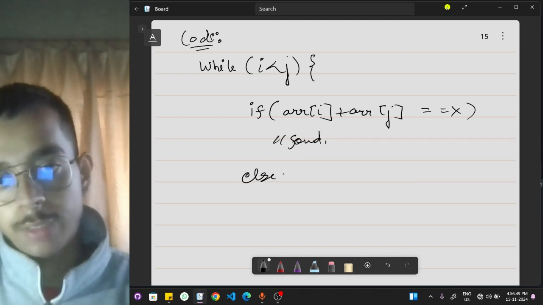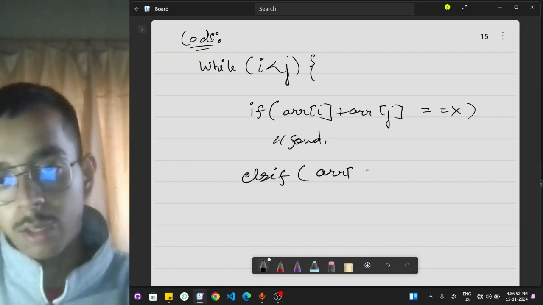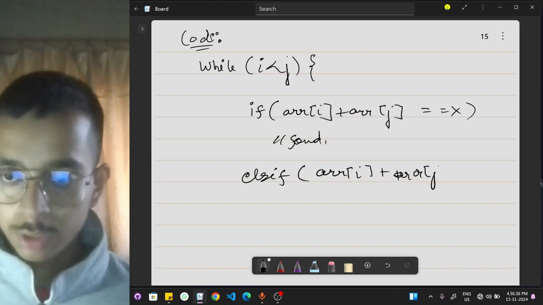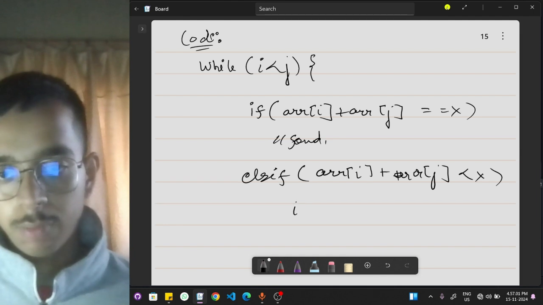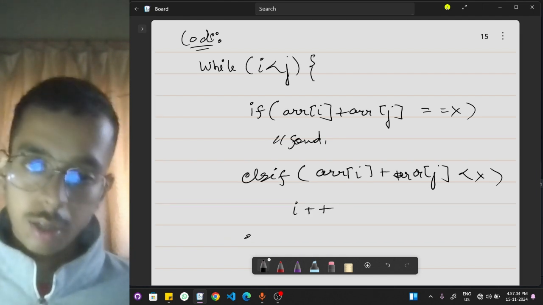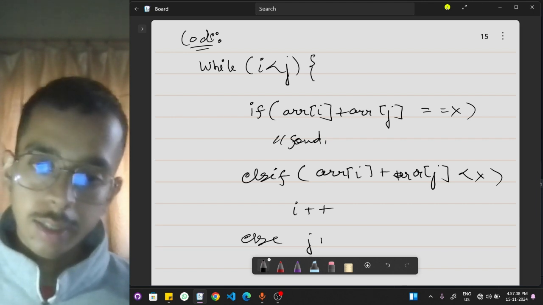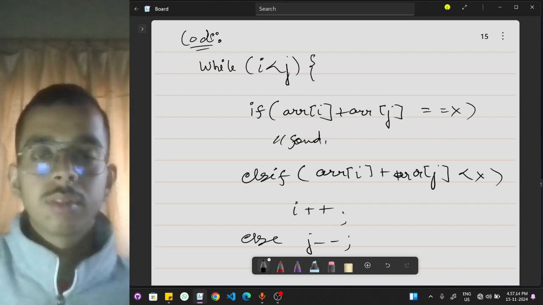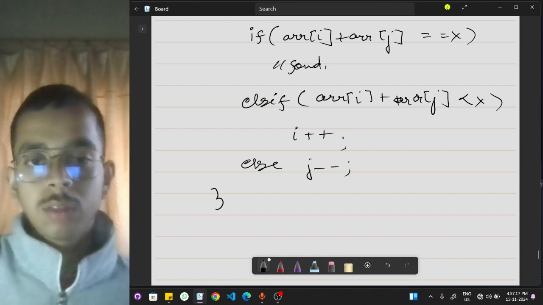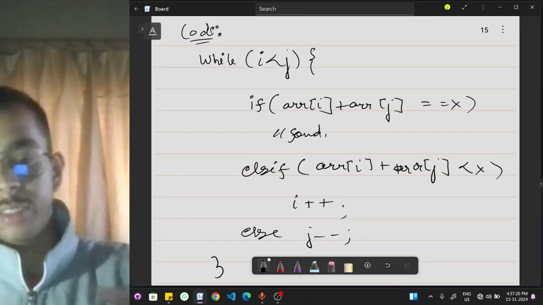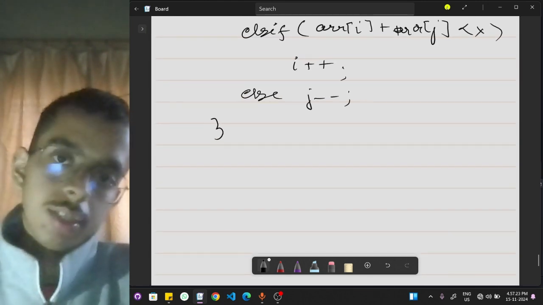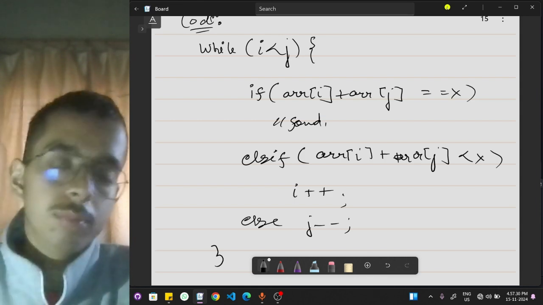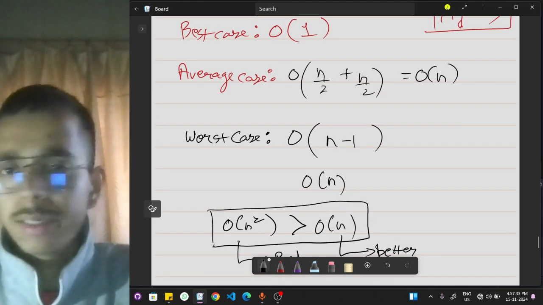If ARR I plus ARR J is less than x, then we are going to increase I, and else we are going to decrease J. So that's the algorithm for the two sum problem.